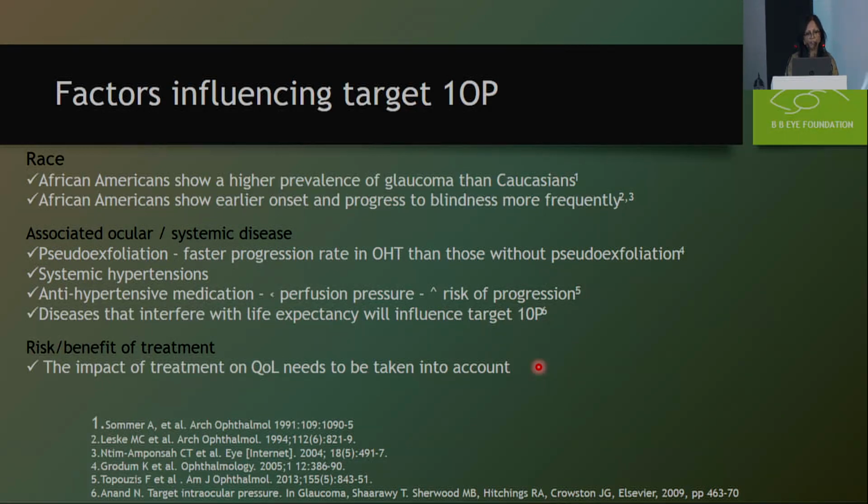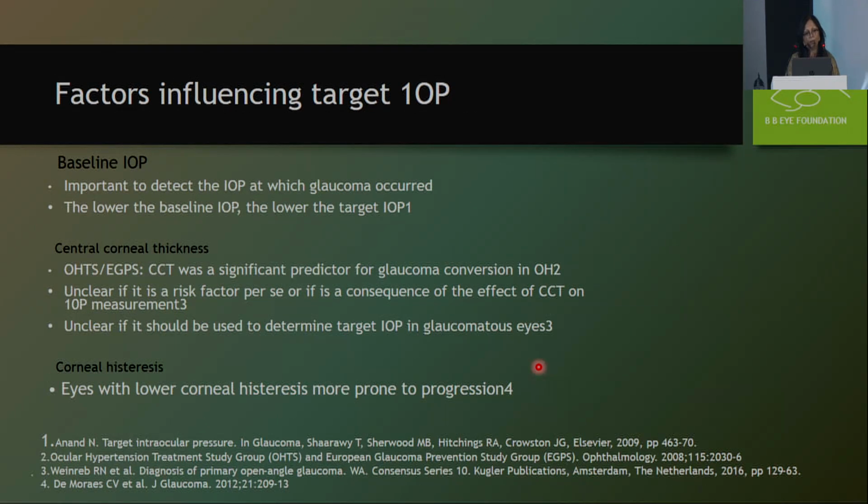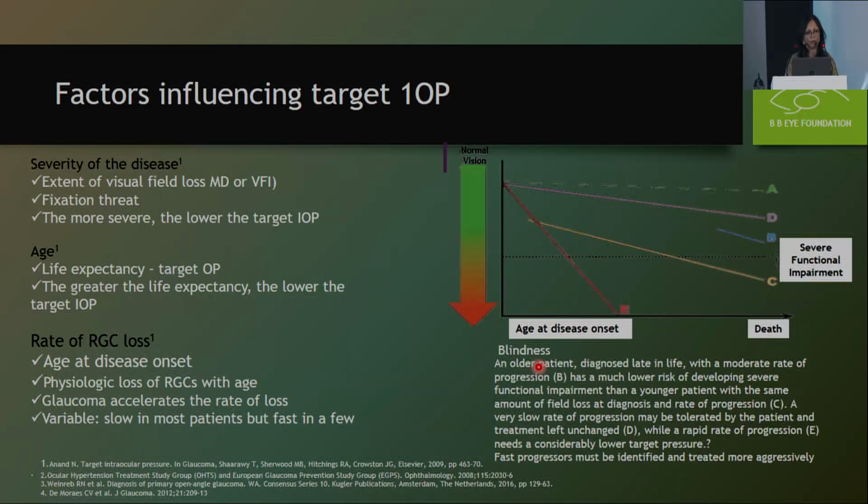So the risk benefit of treatment, the impact of treatment, and the quality of life need to be taken into account. Again, baseline IOP: it is important that you know the first IOP at which glaucomatous damage occurred, if possible. Central corneal thickness, I've just spoken to you about it, so you know about it. And a point here is that eyes with lower corneal hysteresis are more prone to progression. That is from various studies which were conducted.